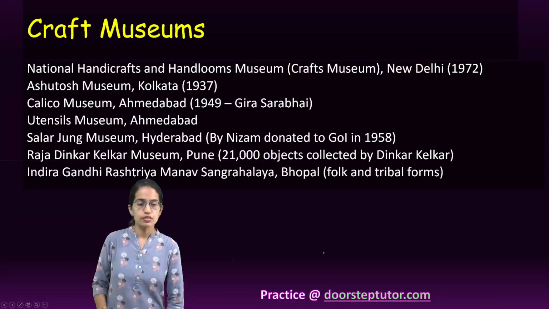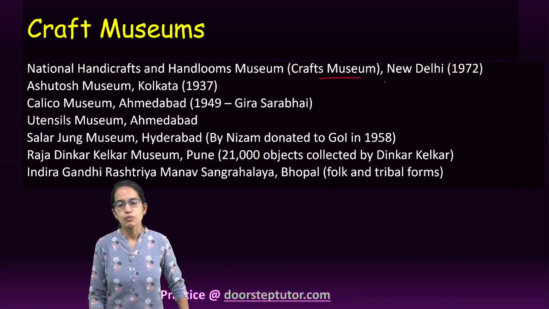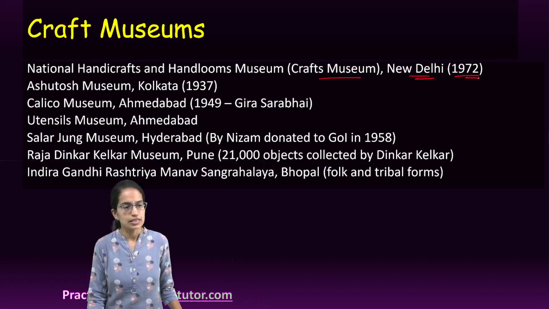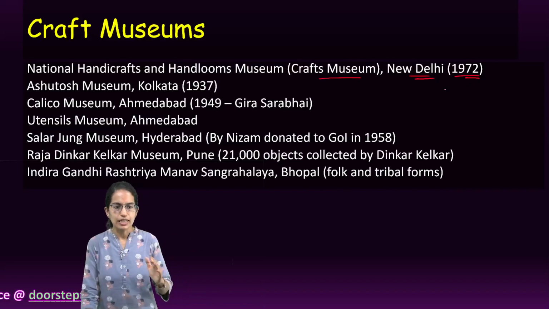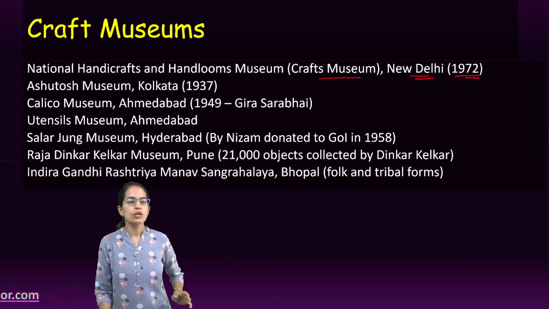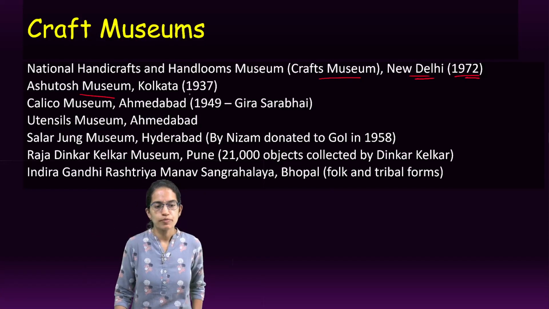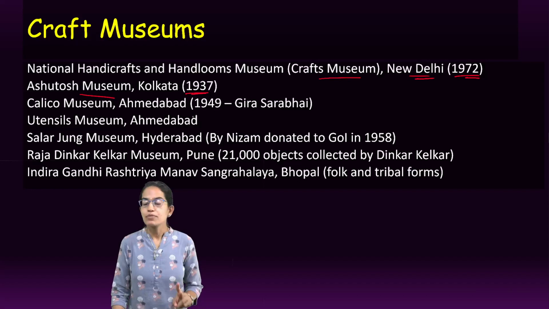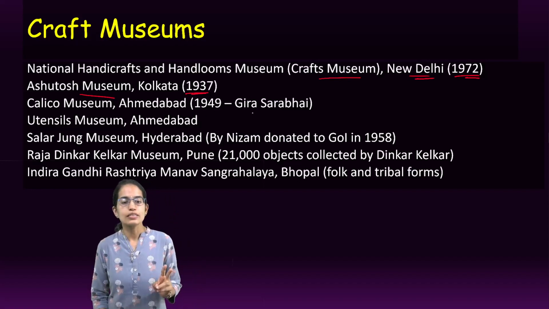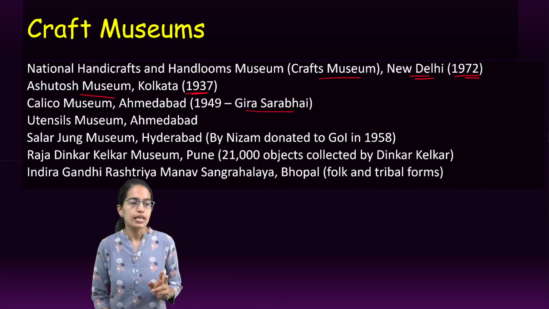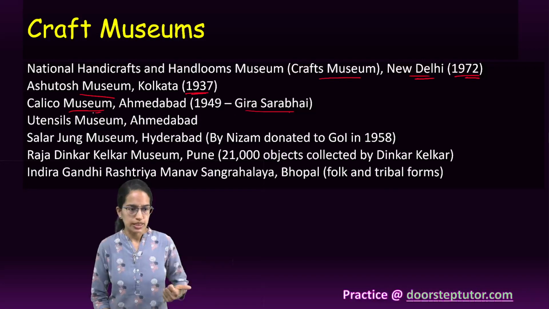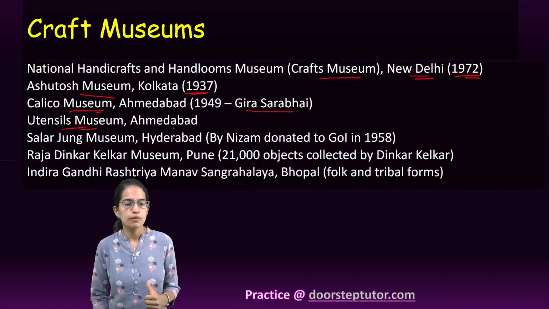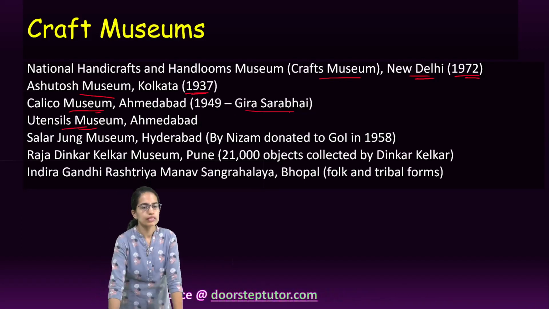Over the last 150 years, we have seen more than 700 craft museums of different kinds come into existence. For example, we have a crafts museum in New Delhi established in 1972, known as the National Handicraft and Handloom Museum. In Kolkata, the Ashutosh Museum in 1937. In Ahmedabad, two important museums. One was established by Gira Sarabhai as the Calico Museum, which is for textiles. The other is the Utensil Museum, again a very unique museum in itself.